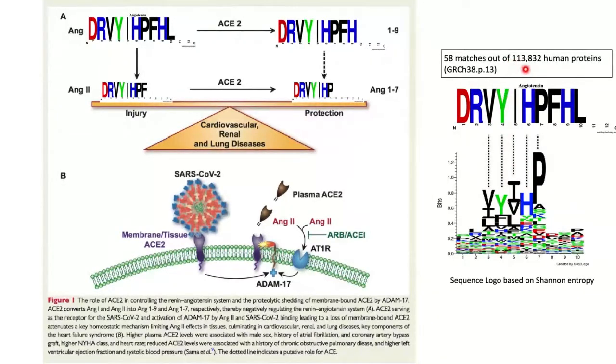In this case, we looked across 113,000 human proteins. So there's around 20,000 genes in the human genome. And those 20,000 genes make 100,000 proteins, because you can have alternative splicing, a lot of things, like I showed you earlier for angiotensin, it gets cleaved and other things. And we found 58 matches out of this, so we're kind of looking to see what some of these do.